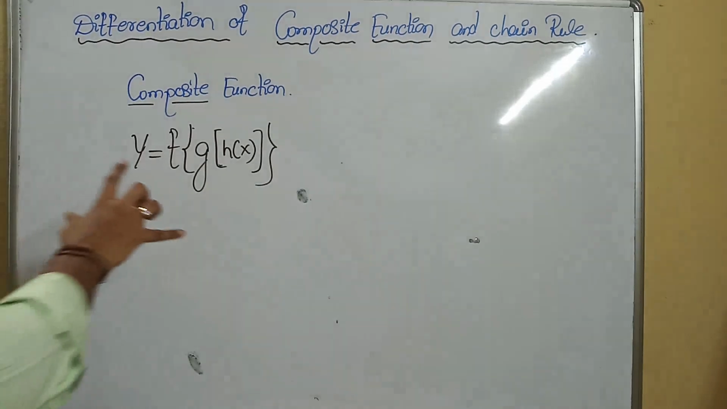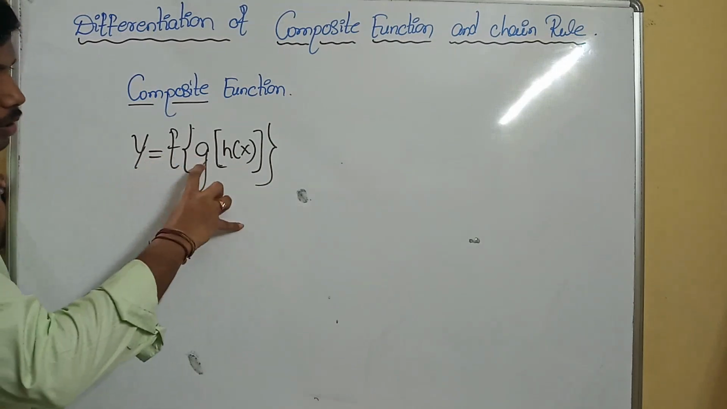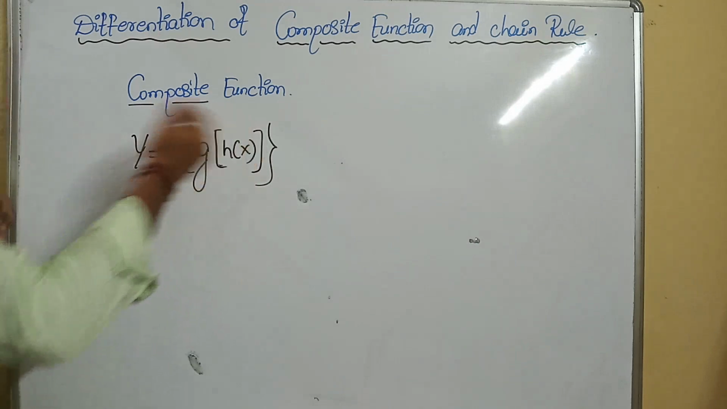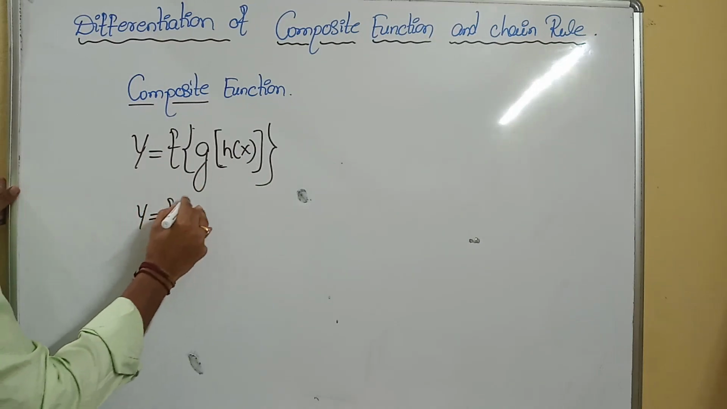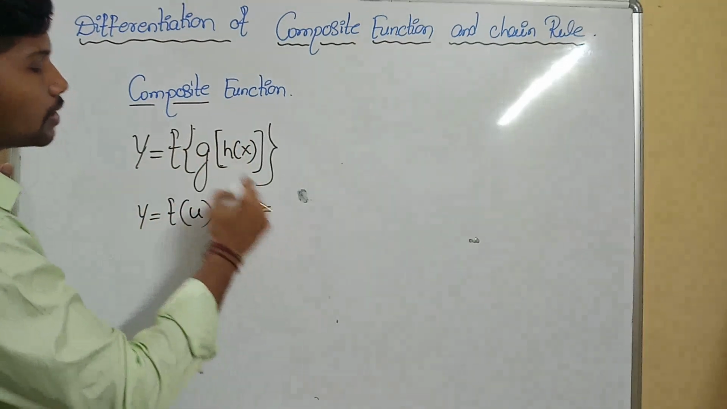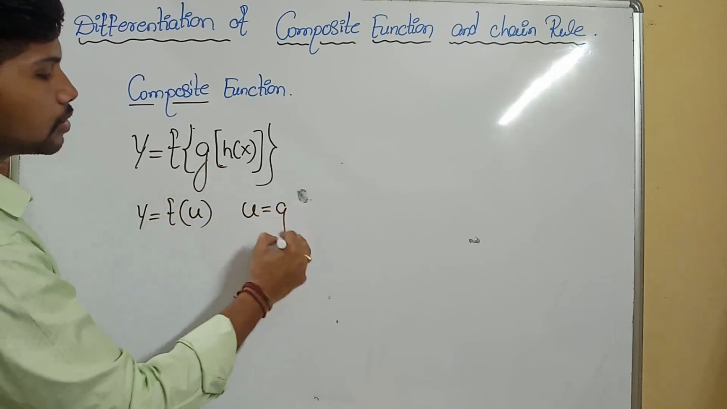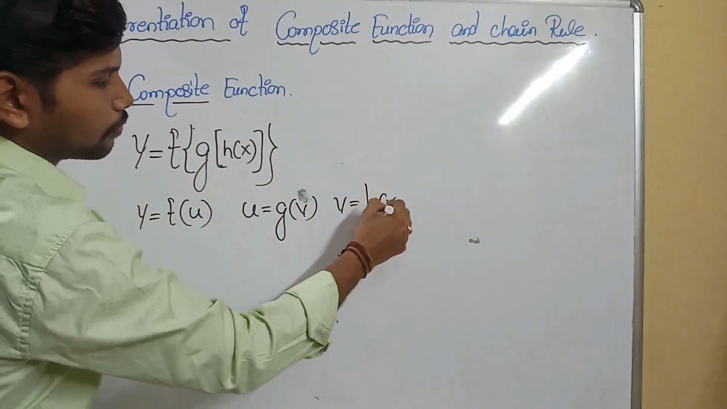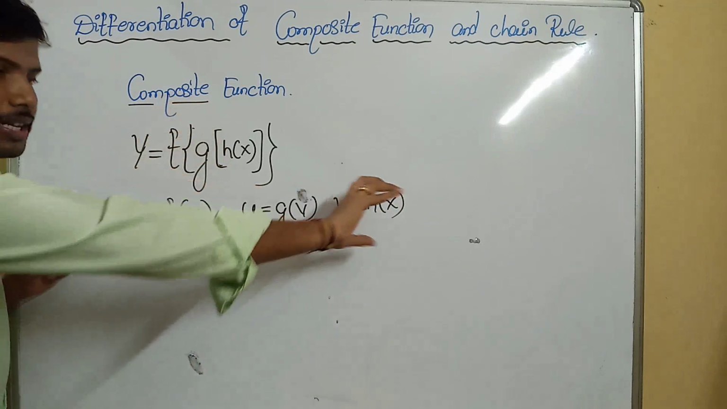In this function a composition of three functions is there: f of g of h of x. In one function another function, in that another function one more function is there. How do I write this? y is equal to f of u, taking a simple variable u. What is u? It is g of v. What is v? v is nothing but h of x. Means I separated the composite function into simple functions.